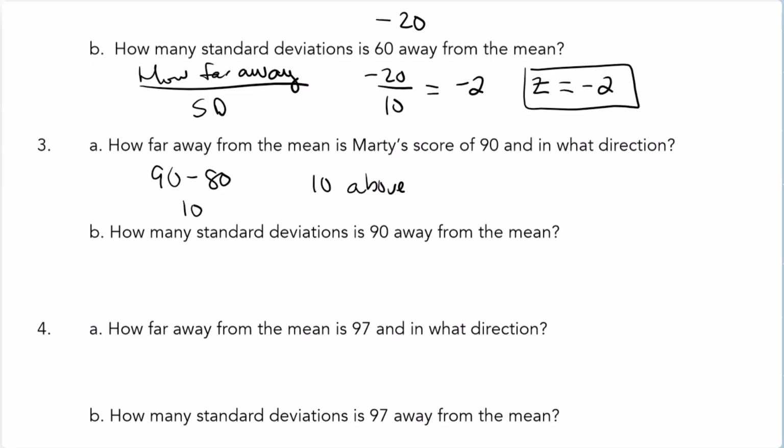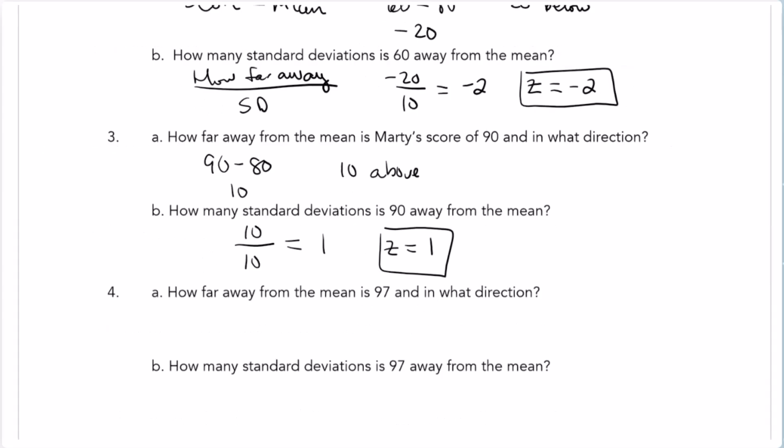All right. Now when we take a look at Marty's standard deviations, he was 10 above, so we're just going to use that number 10. That goes in the top. And the standard deviation value was given to us, that's just 10. When we reduce those two, we get a value of 1. So his z-score is just 1. He's going to be 1 unit away from the center.